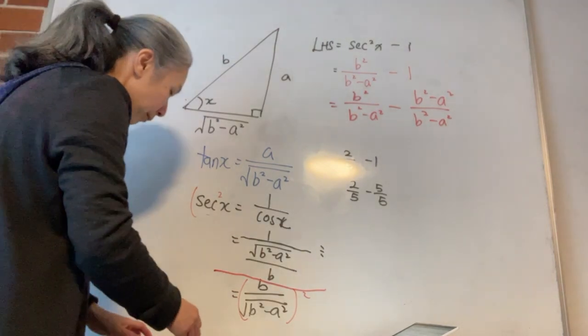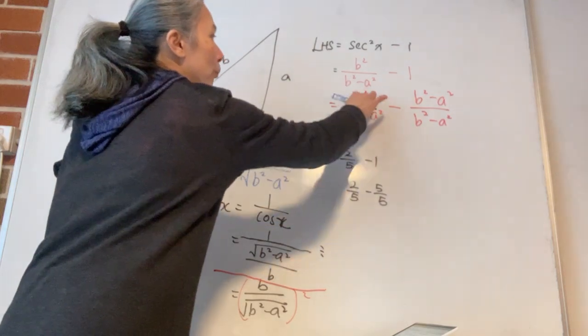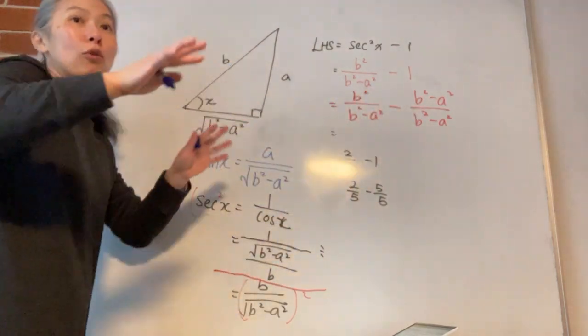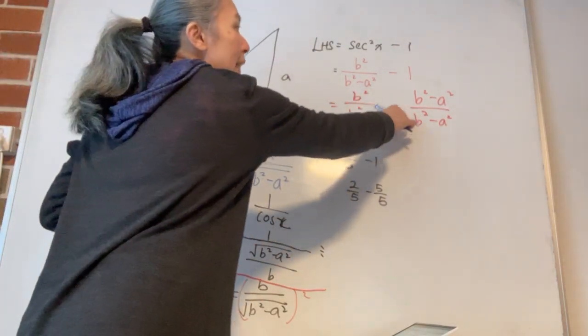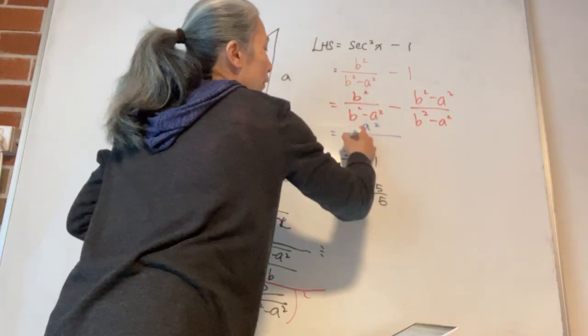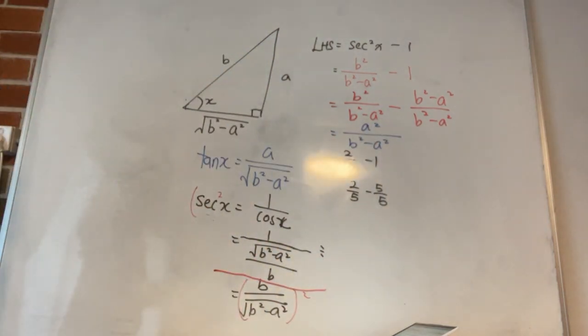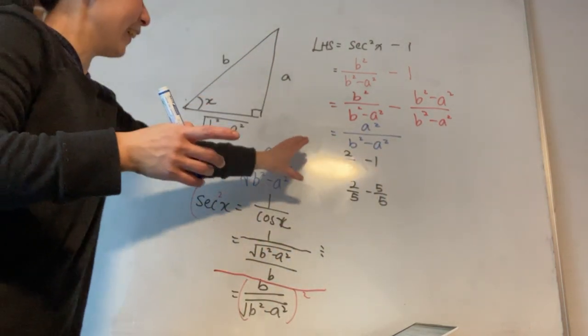So that will give me b squared minus b squared, that means no more b squared. Minus and minus become plus. So we are going to have a squared over b squared minus a squared. Are you alright? Audrey? The 2 on 5.